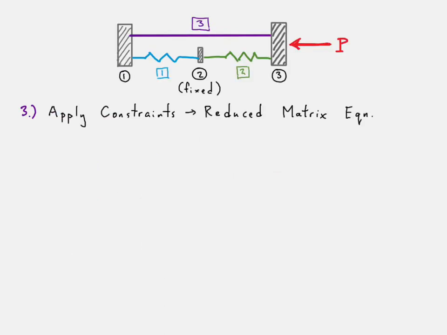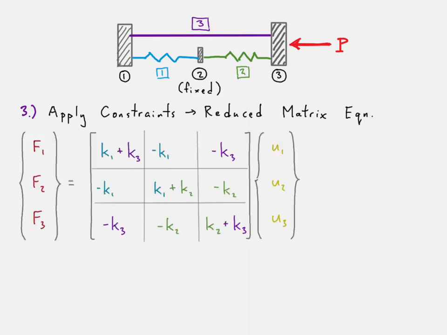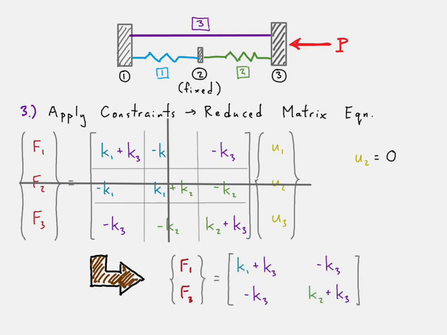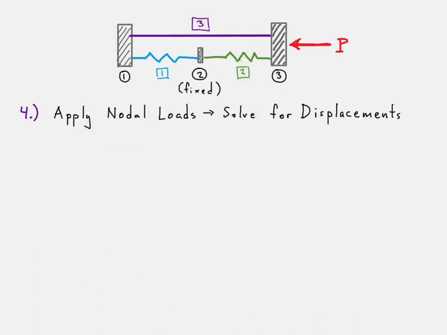All right, so now we go into the next part, which is applying the constraints to create our reduced matrix equation. There is our global stiffness matrix, and we recognize that node 2 is fixed. It's 0. So what we do is we take away the column and we take away the row that correspond to node 2. And that gives us our reduced stiffness matrix equation for the whole system. At this point, the only thing left to do is apply the nodal loads and solve for the displacements.